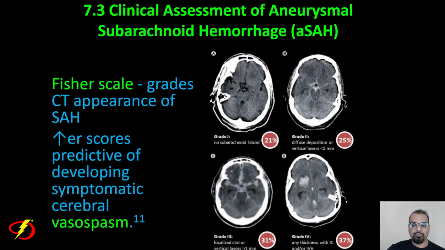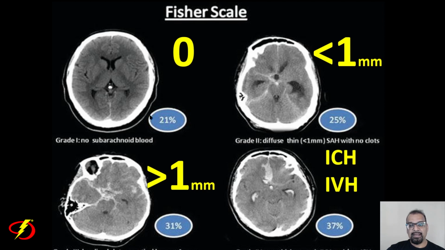So one way we can grade subarachnoid hemorrhage based on imaging is something called the Fisher scale. And the reason the Fisher scale is so important is it is predictive of developing symptomatic cerebral vasospasm. Specifically, the higher the Fisher scale, the greater chance of developing symptomatic cerebral vasospasm. So in this scale, a 0 is no subarachnoid hemorrhage.